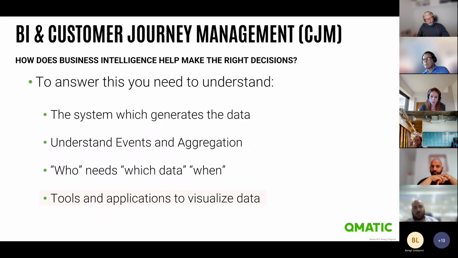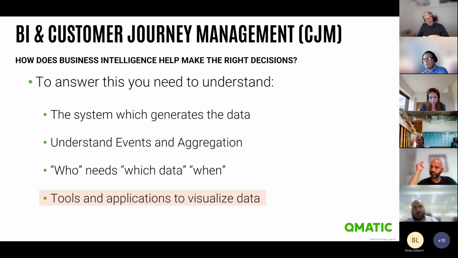So that brings me to the last subject, which is really about the tools and applications to visualize data. And we as Qmatic, we do have tools. We deliver tools, you could say. You can sell tools, can I put it that way? They are products in our product range, so you can sell those tools.